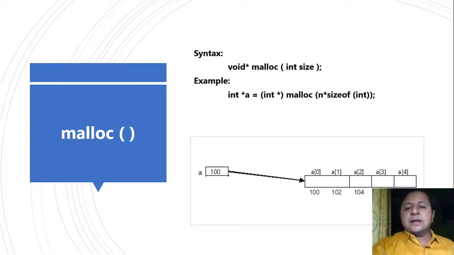Function malloc takes one argument, the size of the memory you want to allocate, and it returns a void star. Now what is a void star? It returns a pointer without any type, because malloc can be used to create dynamic memory for any type. So based on which type you are working with, you have to do the typecasting. We can see the example of creation of a one-dimensional array.